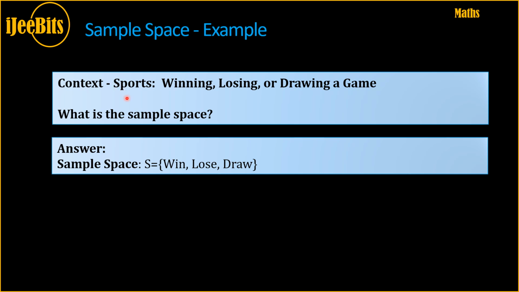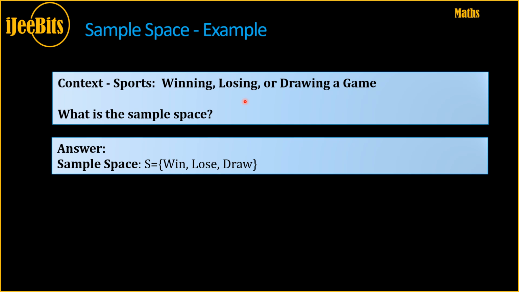So let's look at a few contexts and then figure out the sample space for each context. For instance, take the context called sports. What will we mostly see in sports? Winning the game, losing the game, or drawing the game. Right? These are the things that you may see. So now the question is, what is the sample space for this context?